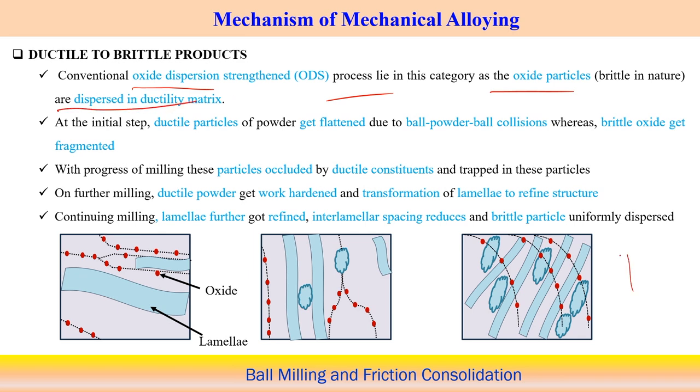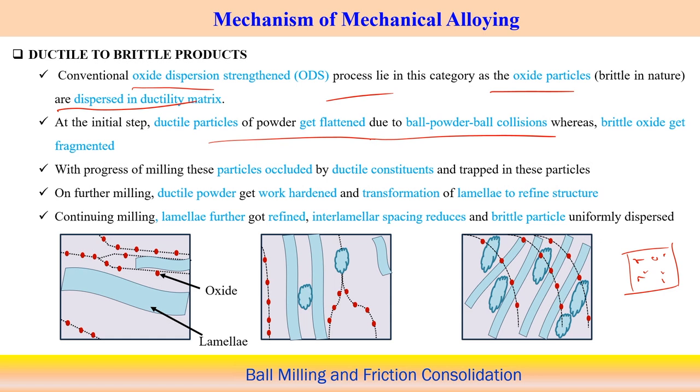So basically, if there is a matrix, the oxide particles are brittle in nature and disperse throughout the structure. For this purpose we use conventional oxide particles, which we consider a brittle material. In other cases, there are also ductile particles. In the initial step, the ductile particles are flattened and bent because of ball and powder collisions, but the brittle oxides break into fine particles.